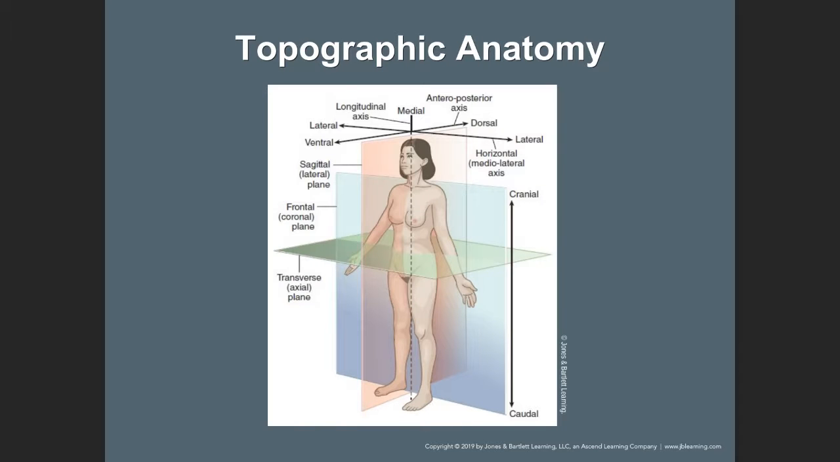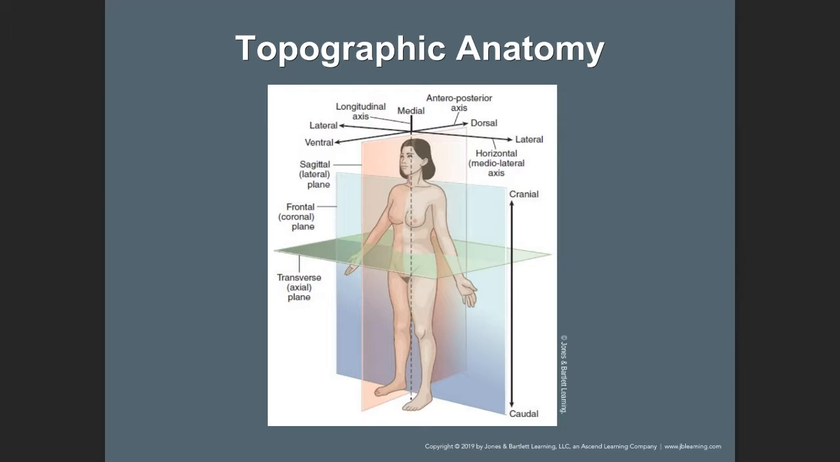Now, topographic anatomy. When we think about topographic anatomy, we're focusing on surface anatomy. And we always picture the patient in the normal anatomic position. This is the patient facing forward with the head in a neutral position, palms pointing forward, and the thumbs pointing outward.